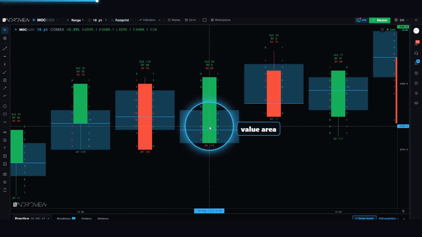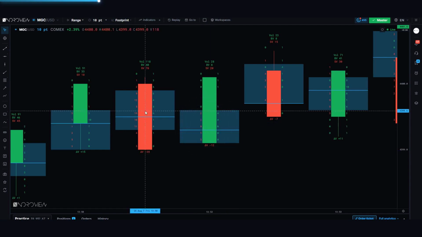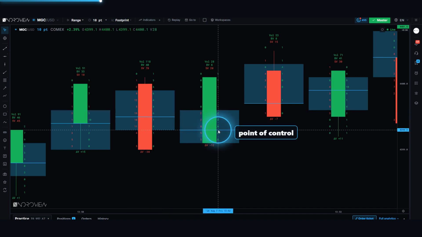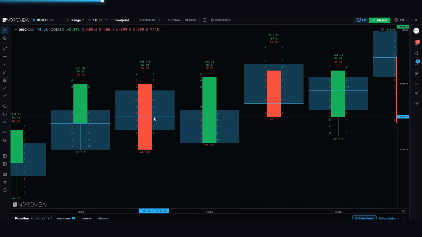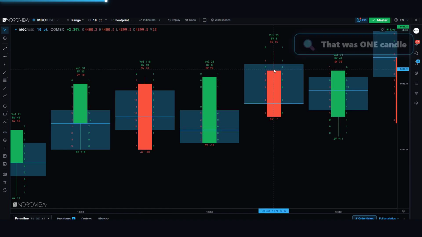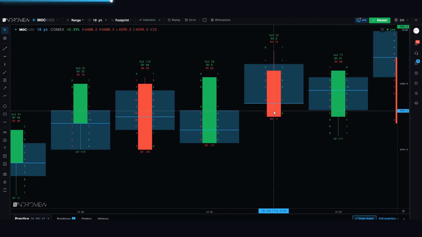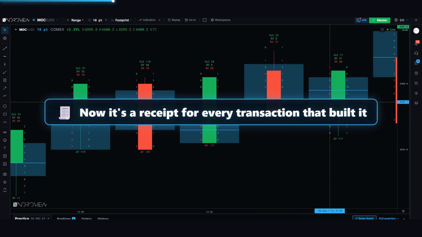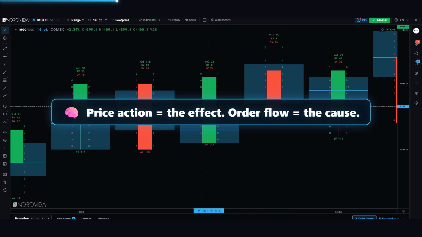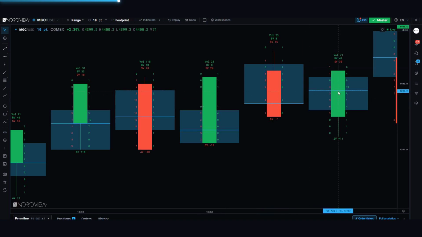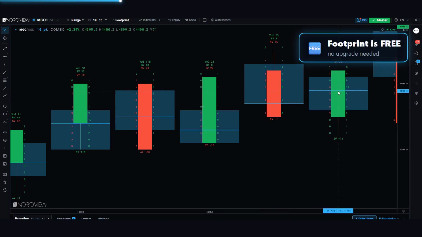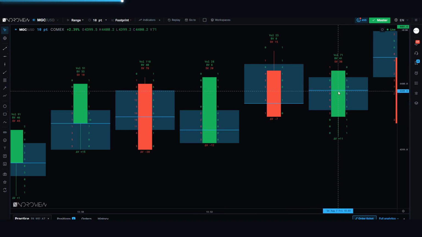The shaded band running through the middle is the value area, where most of the business got done, and the line inside it is the point of control. The single price where the most volume changed hands. So look at what just happened here. A moment ago that was one candle. One open, one high, one low, one close. A single colored rectangle. Now it is a receipt for every transaction that built it. That is order flow. Price action is the effect. Order flow is the cause. And the footprint chart you're looking at is free in Noroview. You do not need an upgrade to see this.